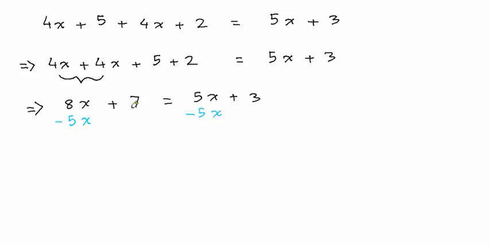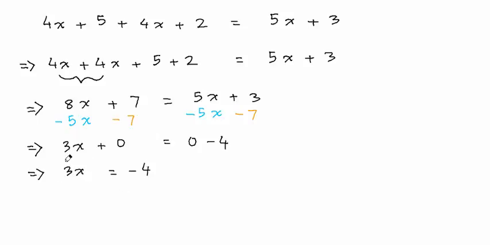And similarly, to get rid of this plus 7, we do a minus 7 on both sides. And therefore, we end up having 8x minus 5x is 3x. Plus 7 minus 7, of course, is 0. And that was the whole idea. And that is equal to 5x minus 5x is 0. 3 minus 7 is negative 4. Simplify. 3x plus 0 is 3x is equal to 0 minus 4 is negative 4.